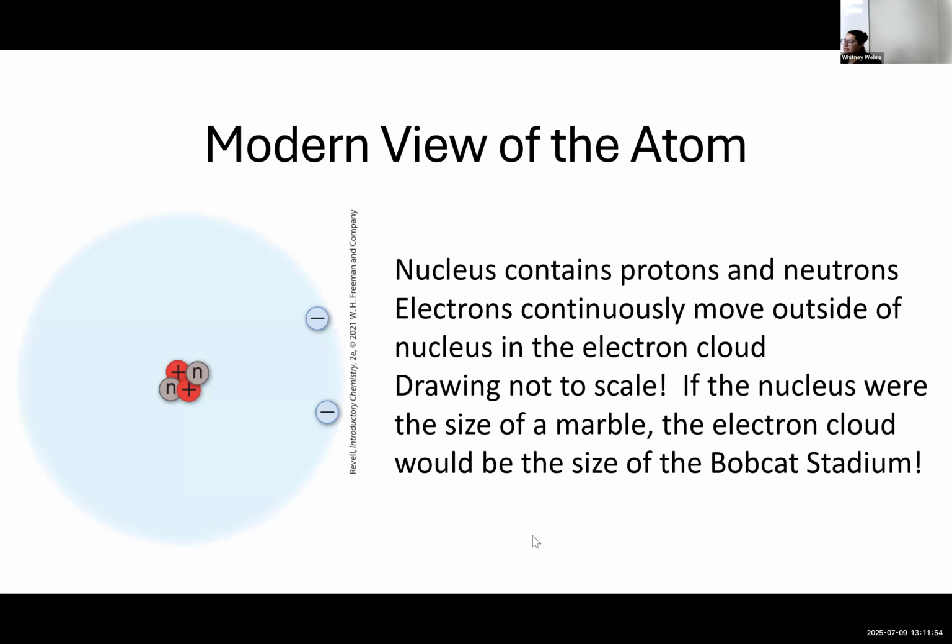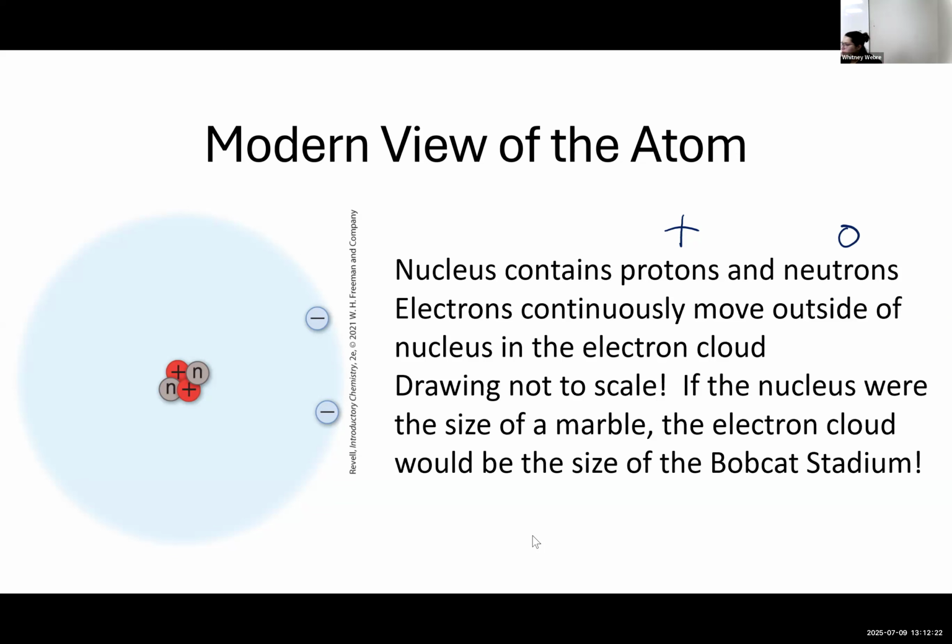Now, the nucleus, the center of an atom, contains protons and neutrons. Does anyone know what the charge is? If I say proton, what do you think the charge of a proton is? Positive. What about a neutron? Neutral, so 0. And then electrons are negatively charged. So at the center of an atom, we have a nucleus that contains protons and neutrons, and then they're surrounded by a cloud of electrons with a negative charge.